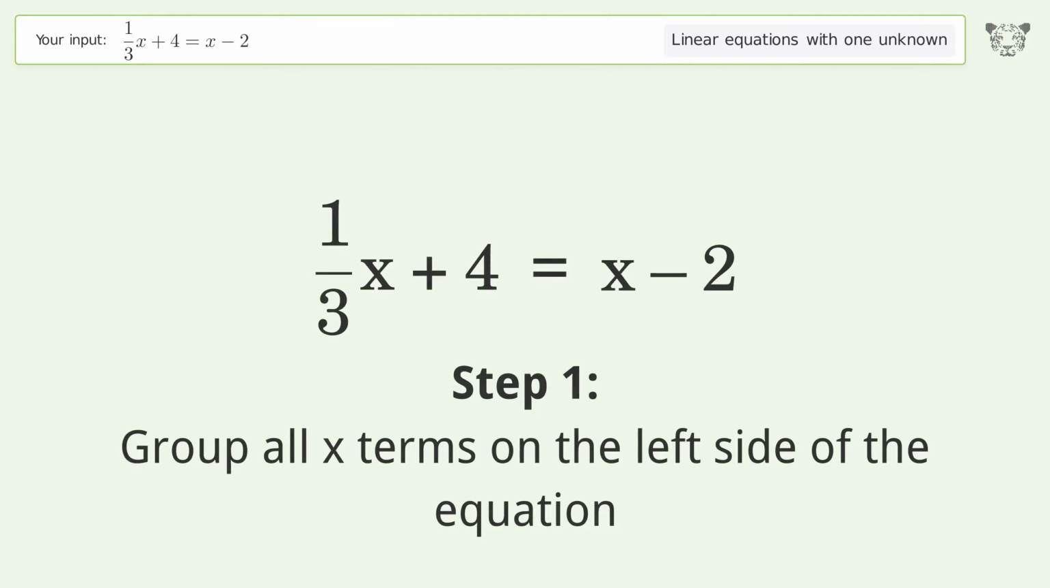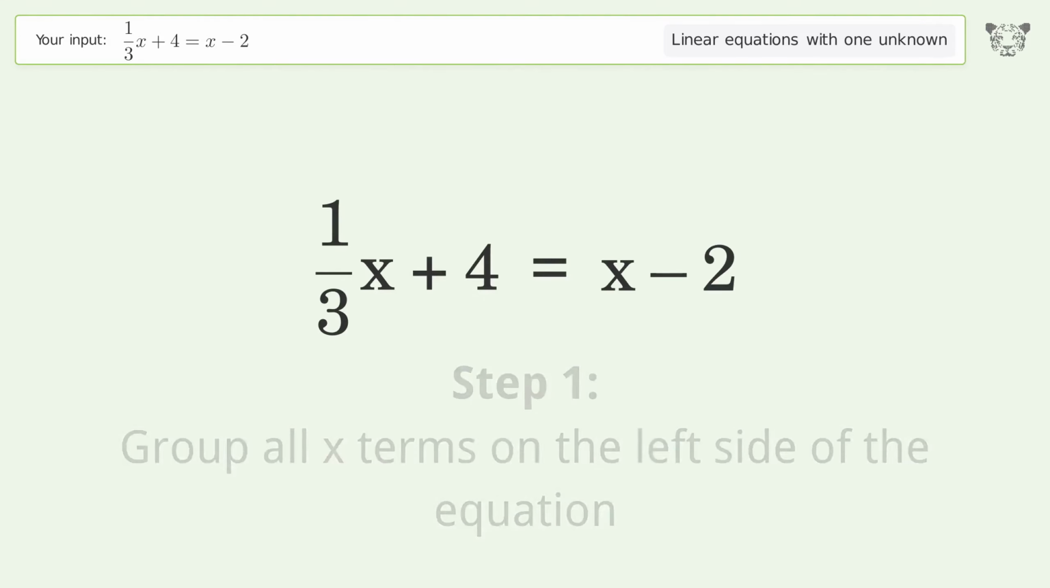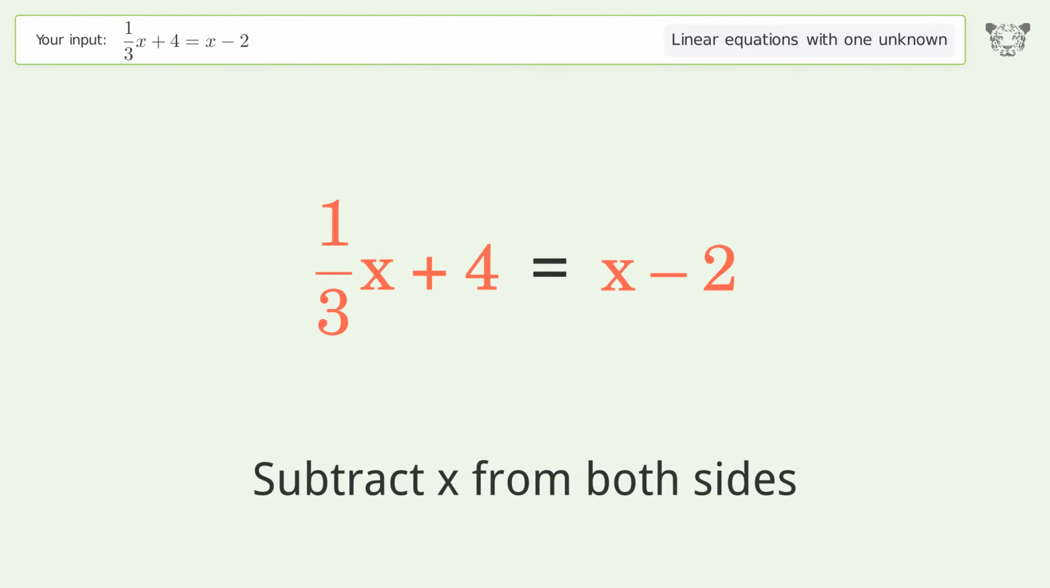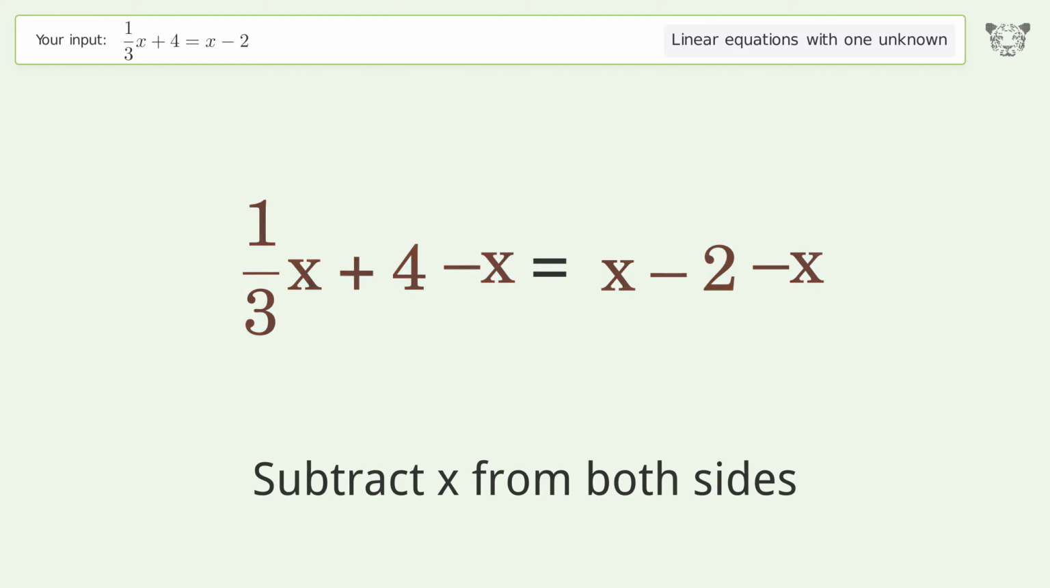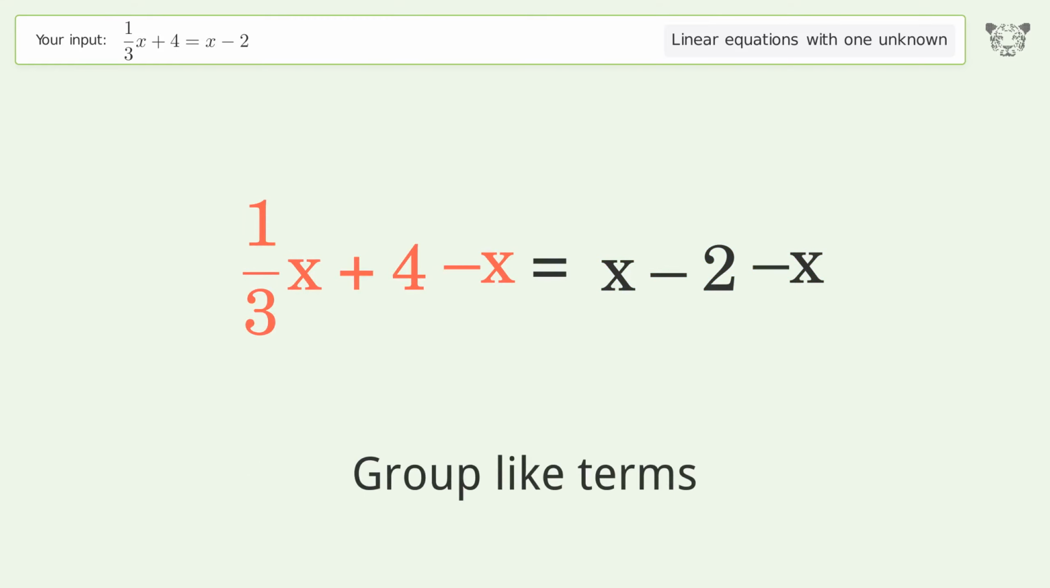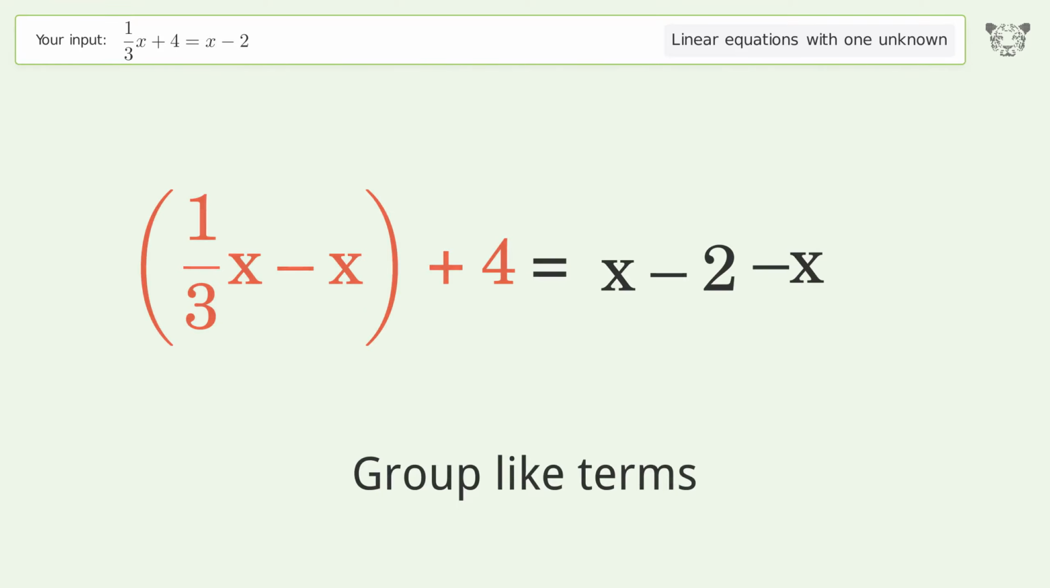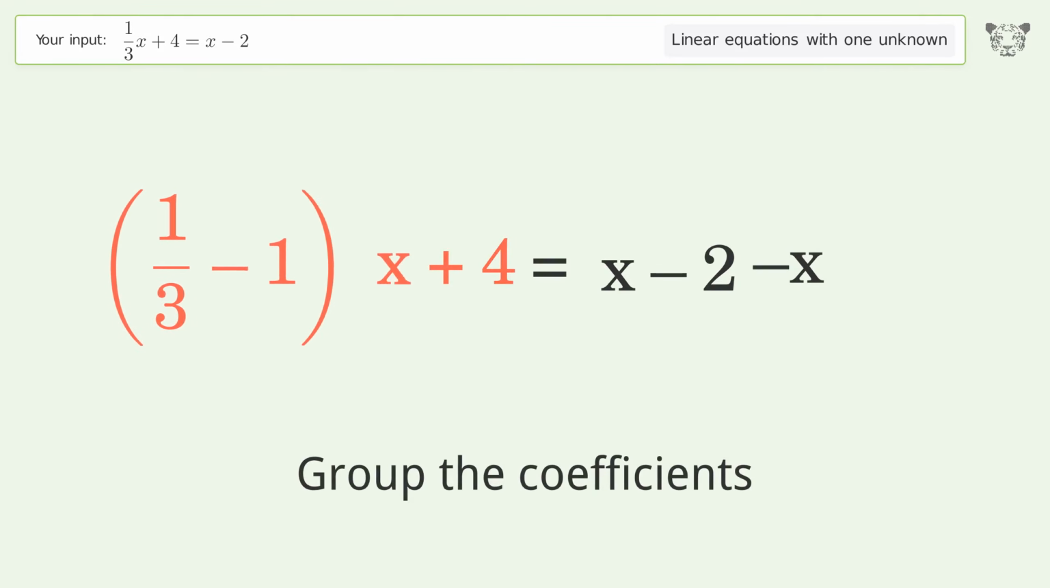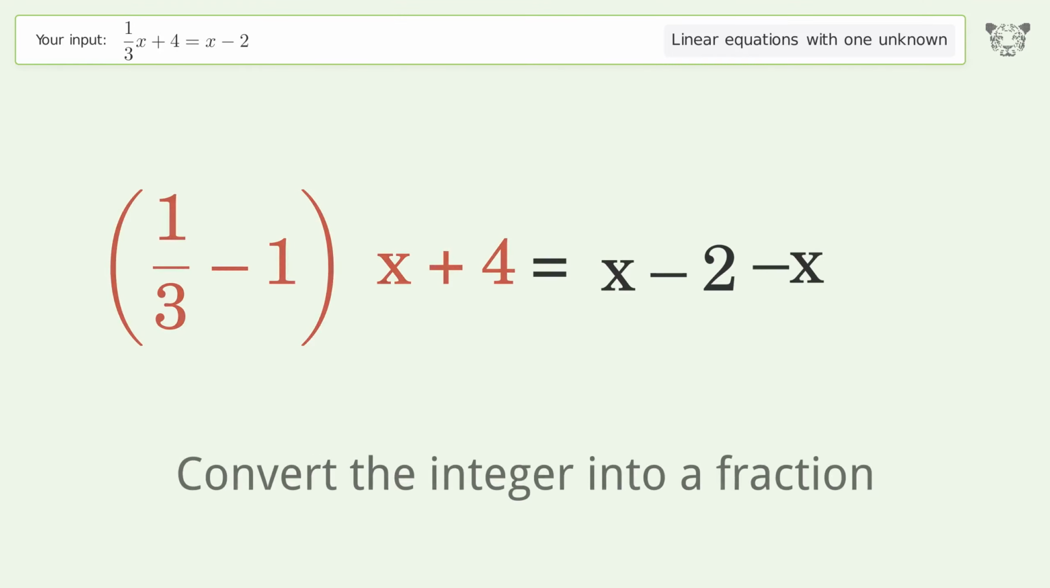Group all x terms on the left side of the equation. Subtract x from both sides. Group like terms. Group the coefficients. Convert the integer into a fraction.